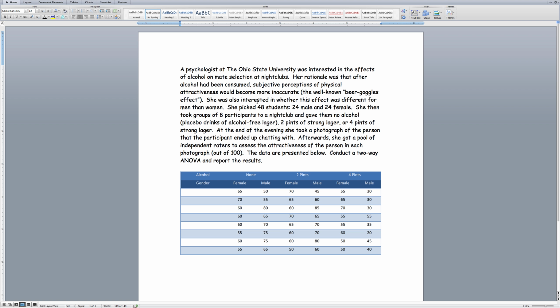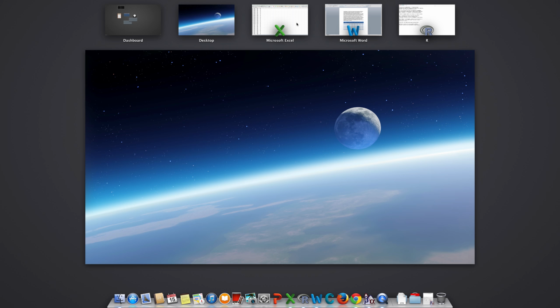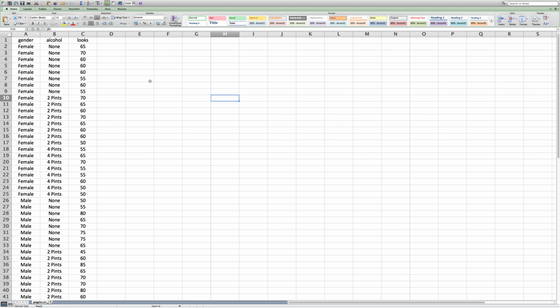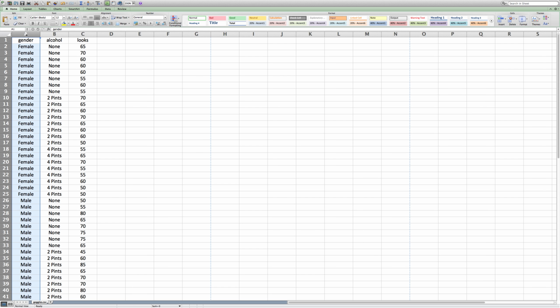So gang, the first thing that we need to do is get the data in Excel and convert it to CSV. And just to save time, I've already done that, and I did it appropriately. My first variable is gender.